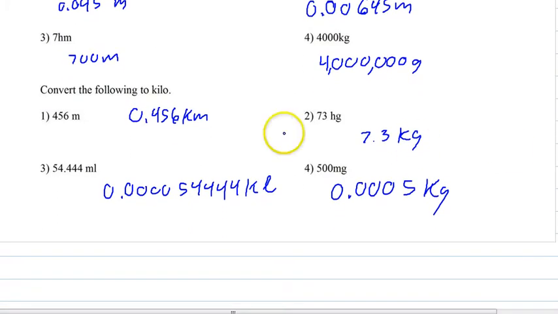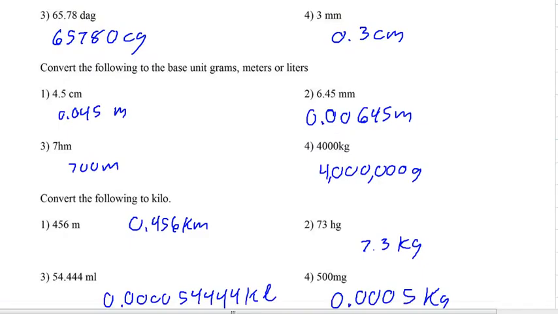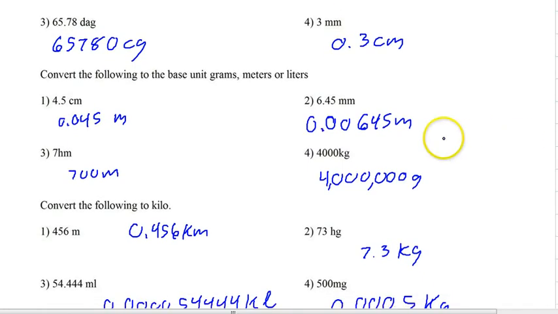Make sure that you have the correct units. These are all kilos, so you should have kilometers, because it's meters. This is liters, so you should have kiloliters. This is grams, so you should have kilograms. This is grams, so you should have kilograms. And the ones above, we wanted just a base unit, so grams, meters, or liters. So you should have meters, grams, meters, and meters, because that's the last letter. So remember the number in front? That's how many of these you have.